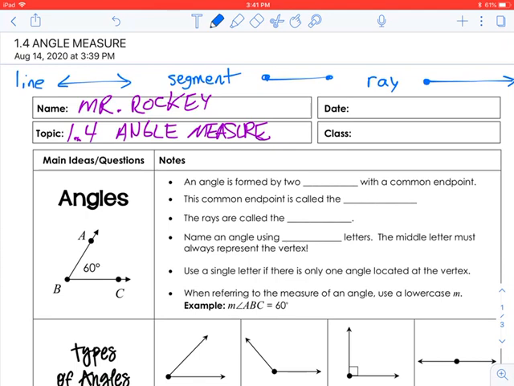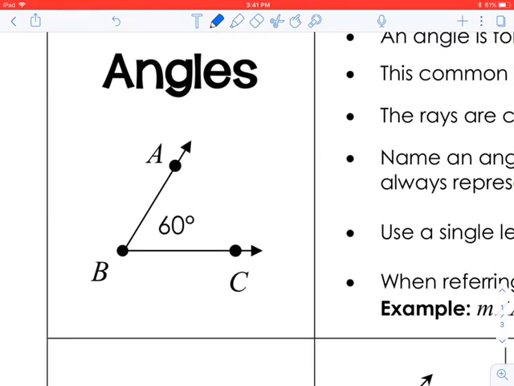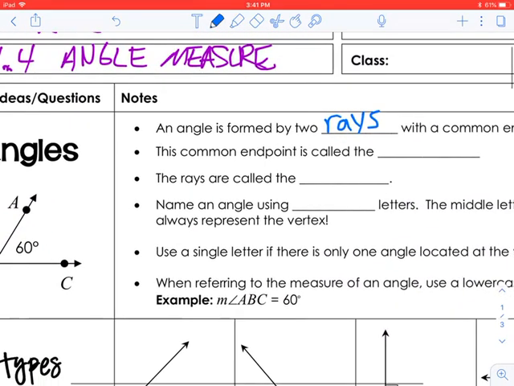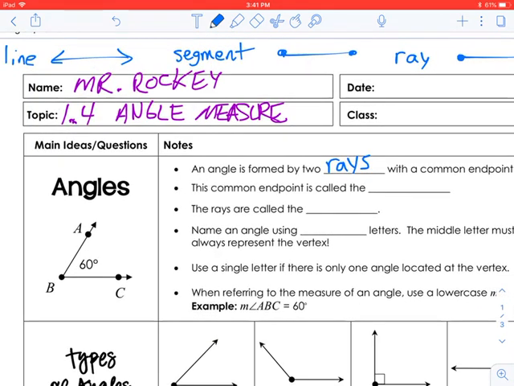So angles, as you can see by this picture, are formed by two rays with a common endpoint. If you look at your picture here, there's a ray going that way and a ray going that way. They share that point, B. This common endpoint is called the vertex of the angle. And then the rays, this part and this part, are called the sides of the angle.